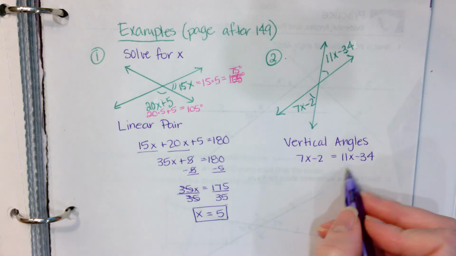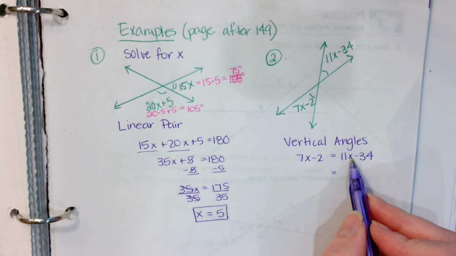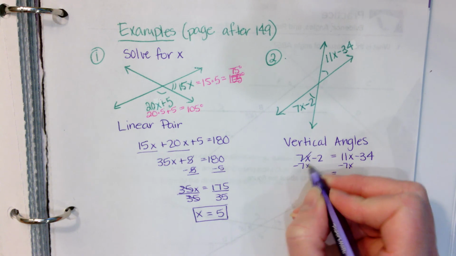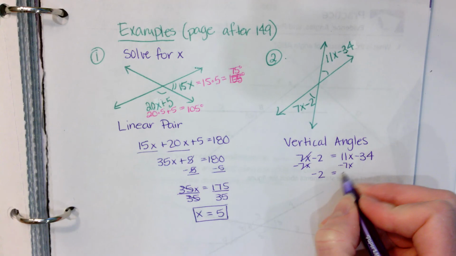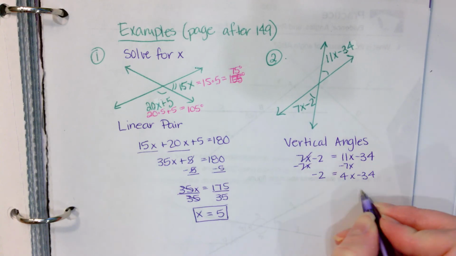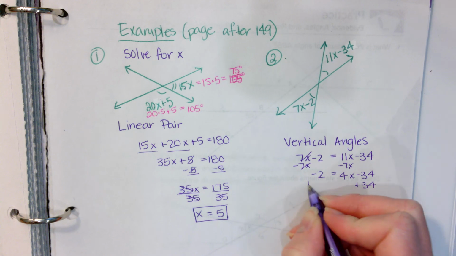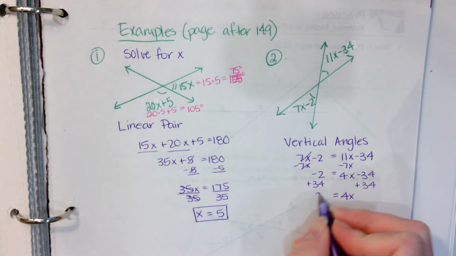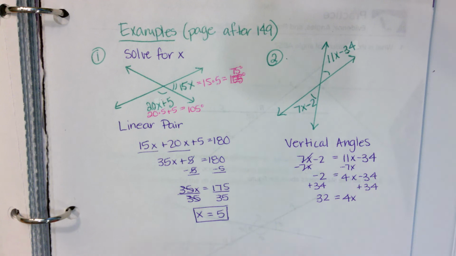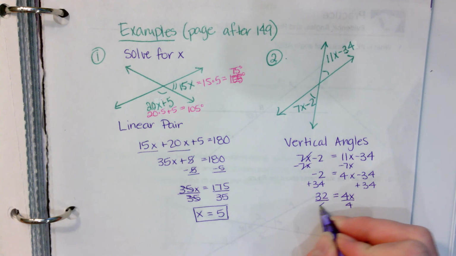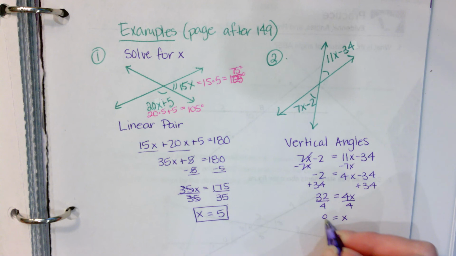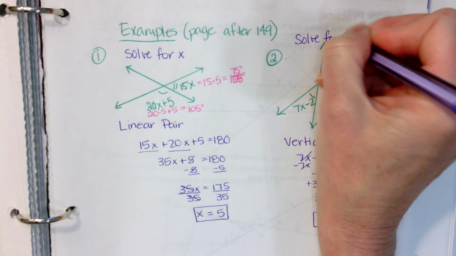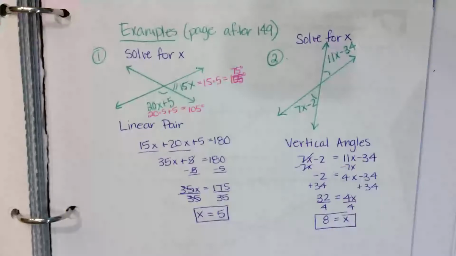So you can solve this a couple of ways. I'm going to go ahead and move my 7x over by subtracting 7x from both sides. When I do that, I have negative 2 equals, what do I get here? 4x minus 34. I'm now going to add 34 to both sides. Again, trying to get all the x terms on one side and all the constant terms on the other. Once I've done that, I'm going to divide both sides by 4, and I know that my x is equal to 8. If this problem had said solve for x, that's my answer. I'm done. I've done what it's asked of me.